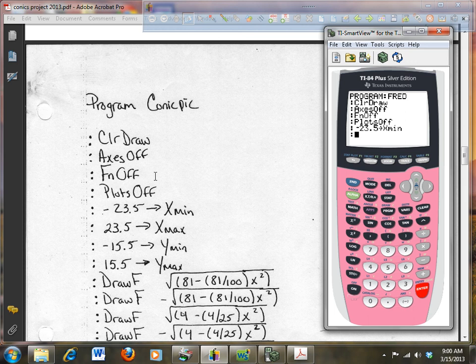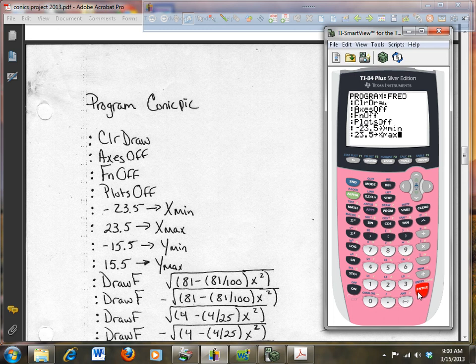Then you're going to go 23.5. Can somebody find it in the catalog? I couldn't find it in the catalog, so you better do it this way. 23.5, store, and that's going to be X max. Wait, where do you find X min? I'll show you again. You go to bars. Where's bars? Bars is right underneath the down arrow. Bars, and then window, and then X max. Get the hang of this? Put that in there and hit enter.